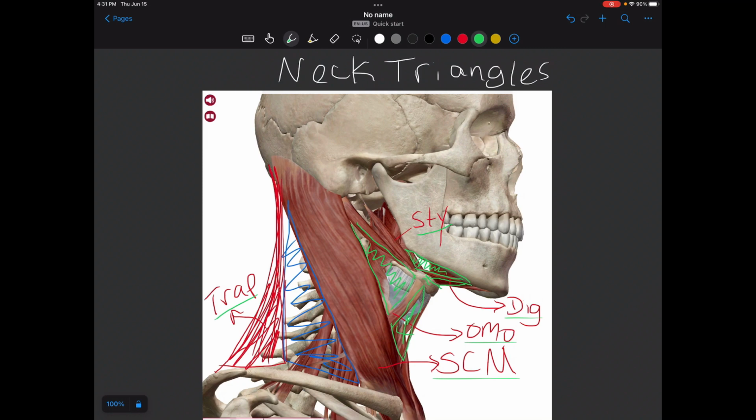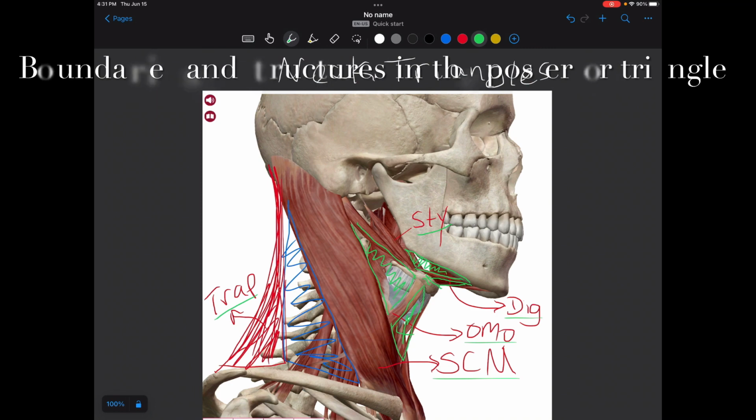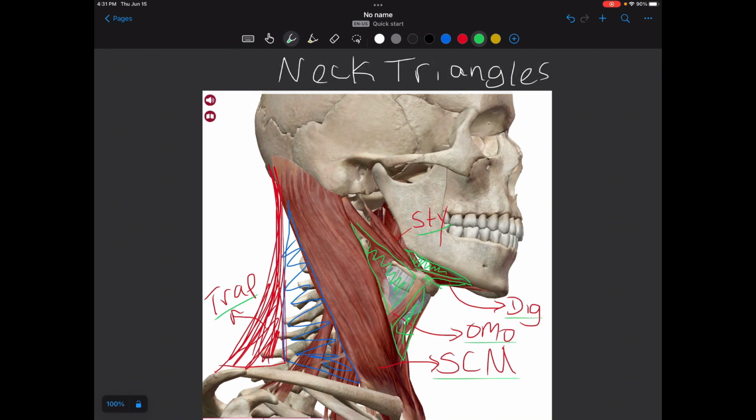Now let's talk about the specifics within each triangle. We're going to start with the posterior triangle of the neck. So let's go over the boundaries. Remember, the boundaries of the posterior triangle include, anteriorly, the posterior border of the sternocleidomastoid. We have the anterior border of the trapezius, which is right here, and the middle third of the clavicle. It is covered by skin, superficial fascia, platysma, which is another muscle, and an investing layer of deep cervical fascia.